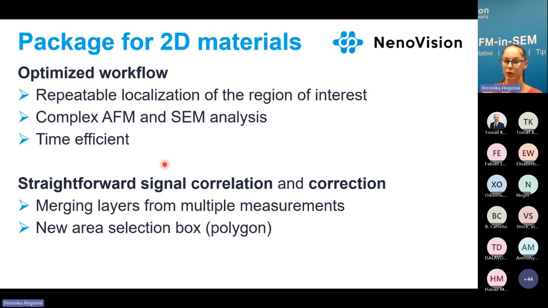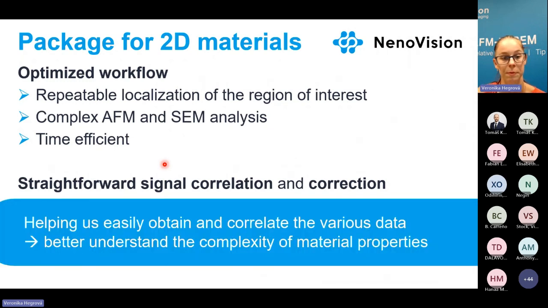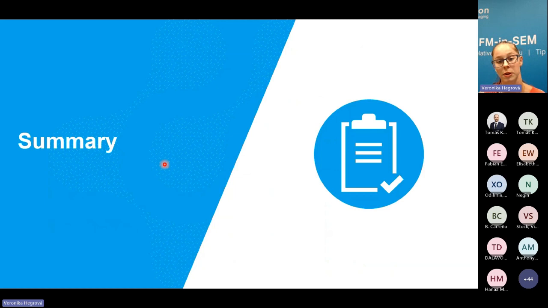We can select the new area selection box and measure, zoom in, and we can use surface shape correction using 3-point fit or polygon or other fits. So it helps us easily obtain and correlate the various data and helps us in better understanding the complexity of material properties when one technique is not enough.